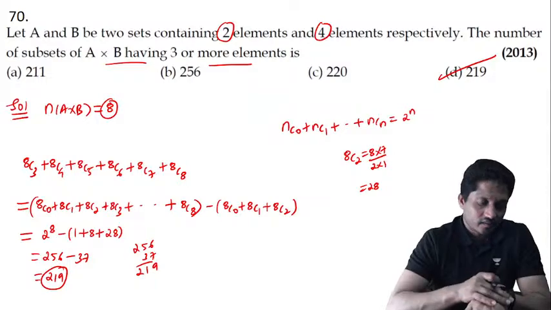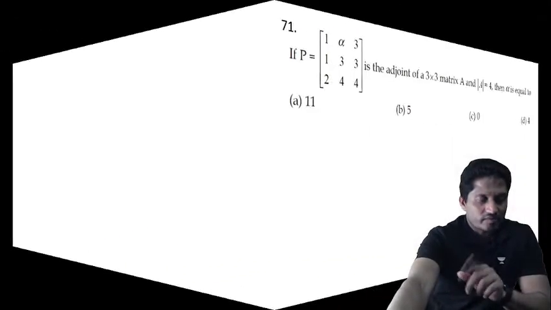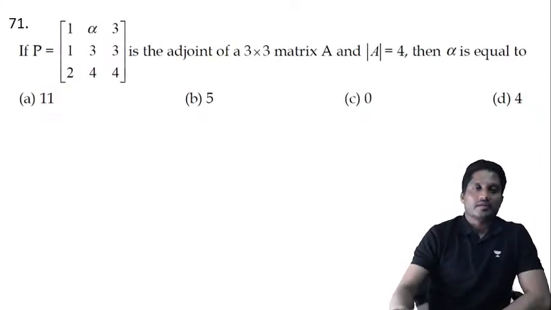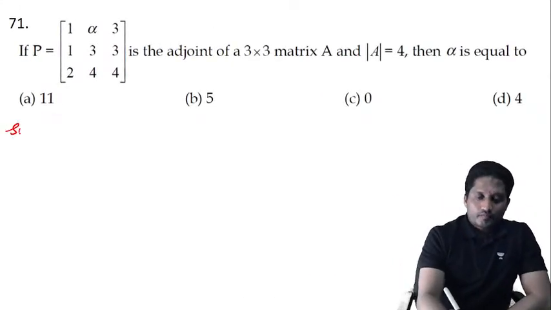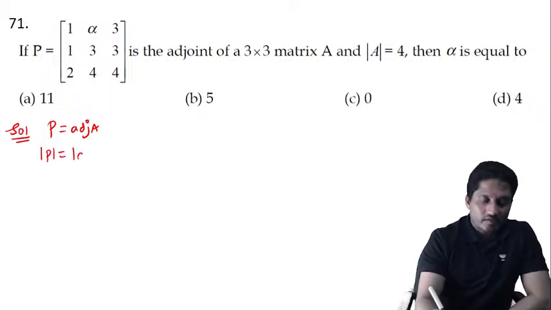This is clear, guys. Question number 71. There was a similar question in 2020 as well. P is equal to the adjoint of a 3 by 3 matrix, so P is equal to adjoint of A. Now the determinant of P is equal to the determinant of adjoint of A.